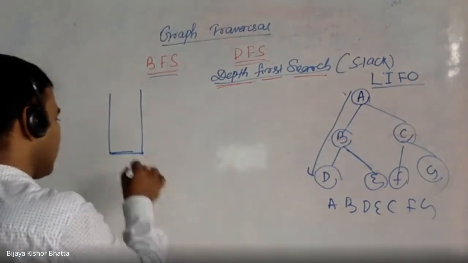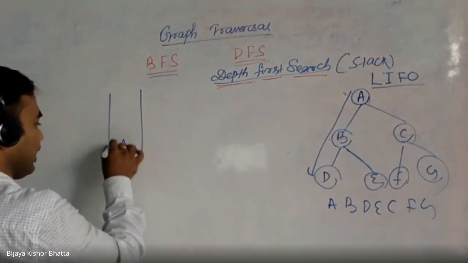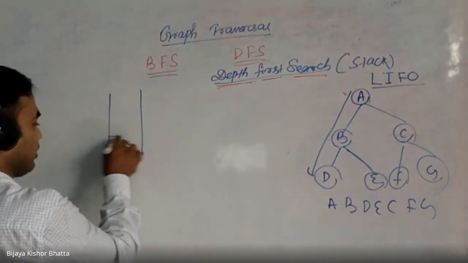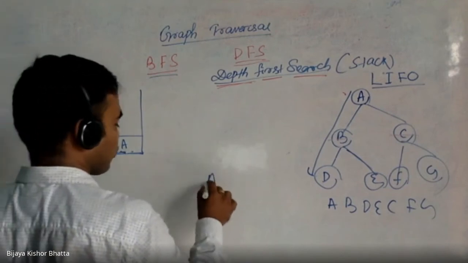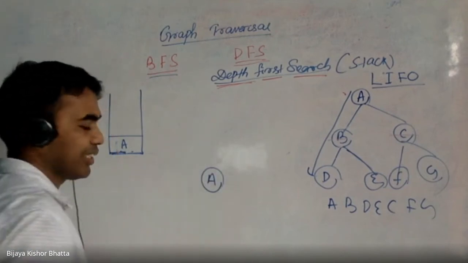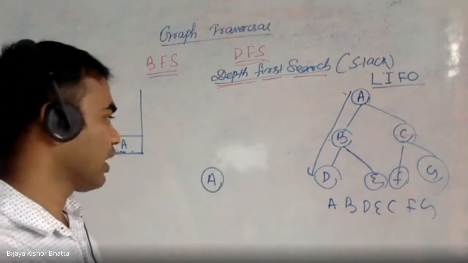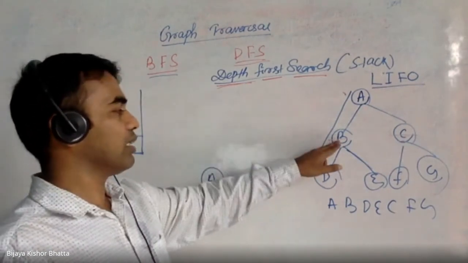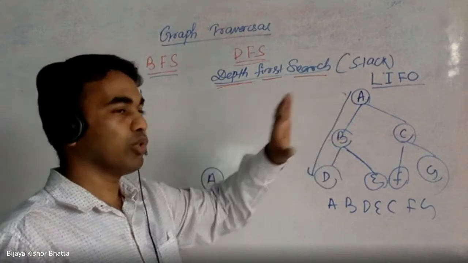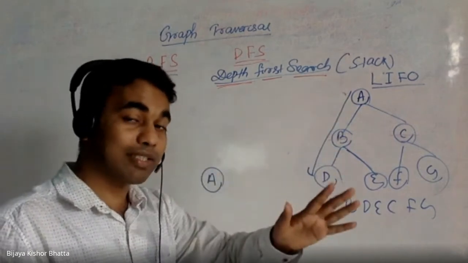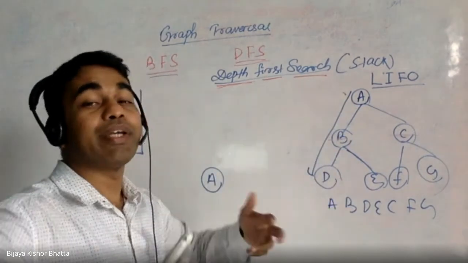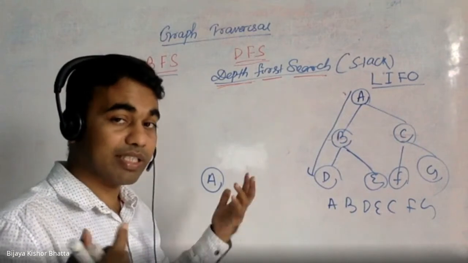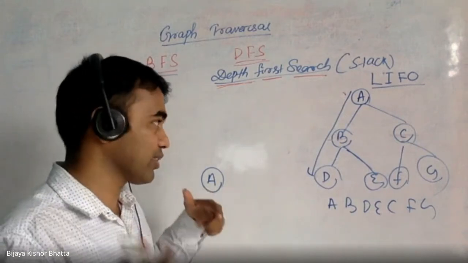So you will put A, right? And you will also process it. Whenever you are seeing a vertex, you will process it. And once you process it, you will not see what all adjacencies are there, you will see if any adjacency is there. This is the difference between BFS and DFS.